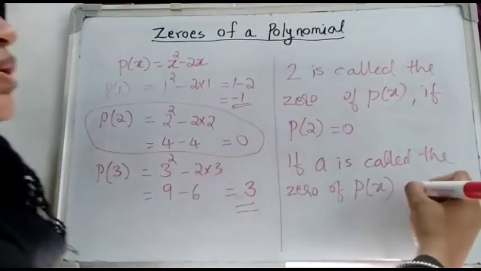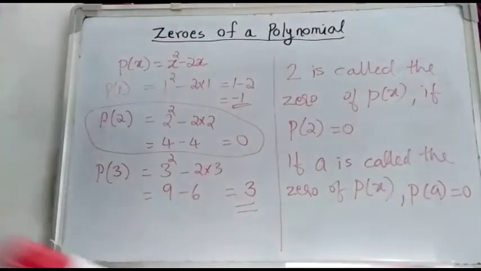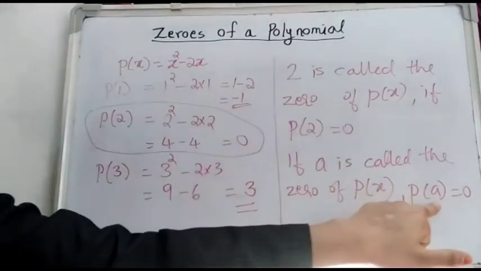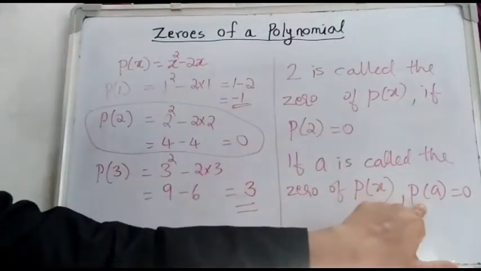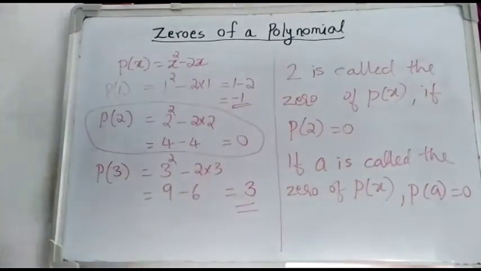Then p of a should be equal to 0. Clear? If we replace x by a and we get the value of the polynomial as 0, then a is called the zero of p of x. Clear?